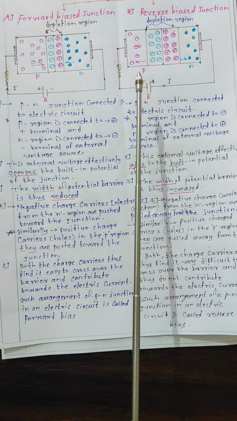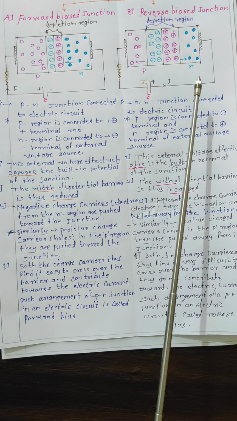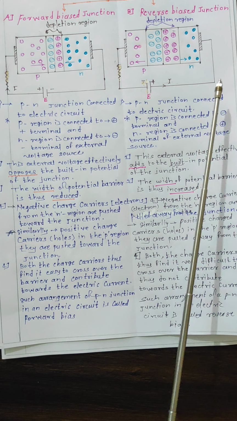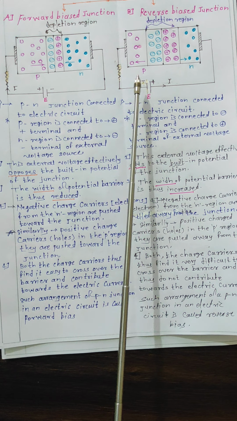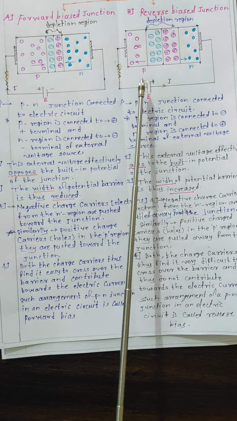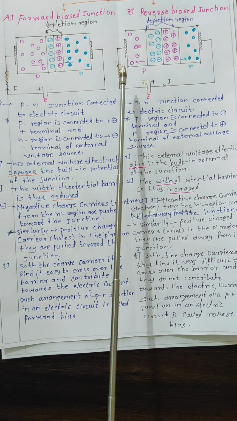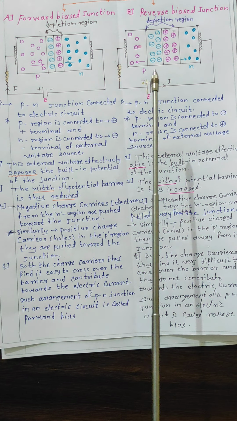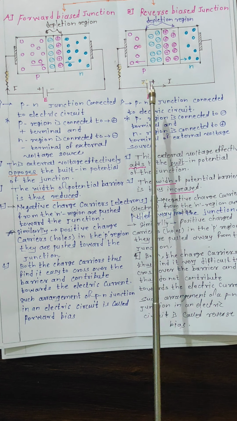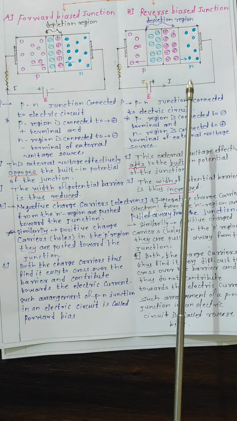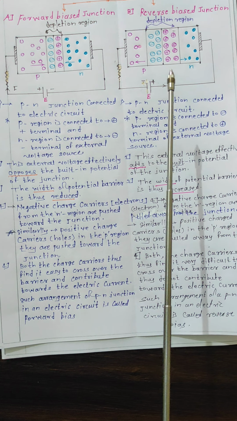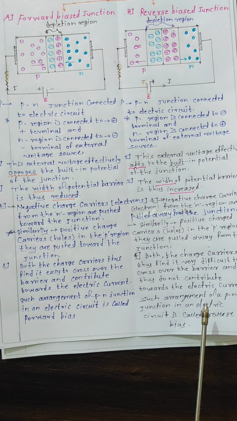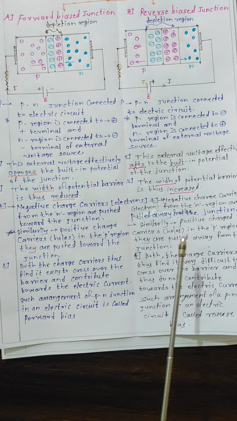In that condition, the negative charge carriers, that is electrons, from the N region are pulled away from the junction, and similarly the holes, that is positive charge carriers, are also pulled away from the junction. That means both charge carriers find it very difficult to cross the barrier and thus do not contribute toward the electric current. Such an arrangement of a PN junction in an electric circuit is called reverse bias.